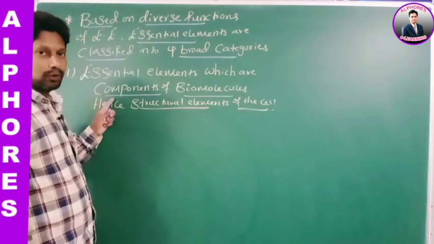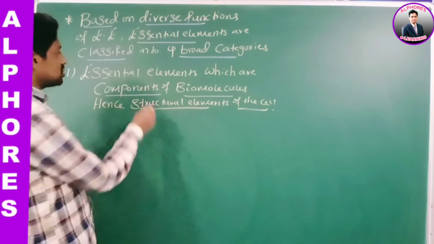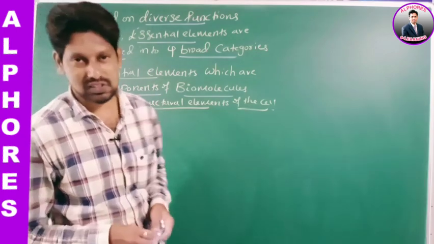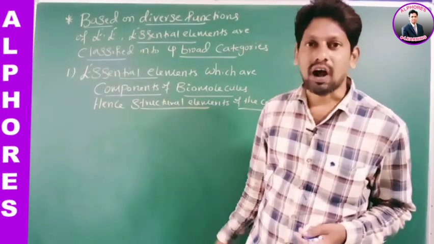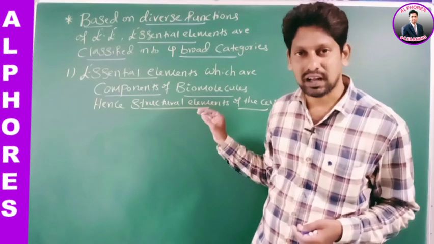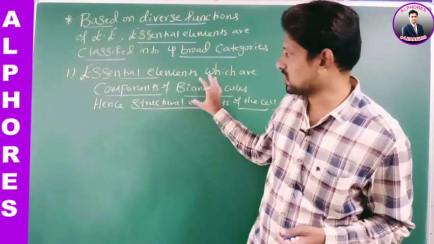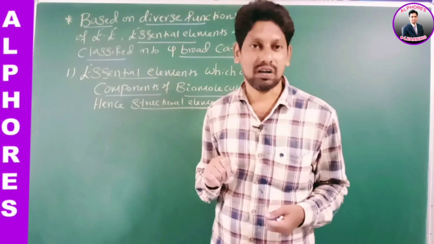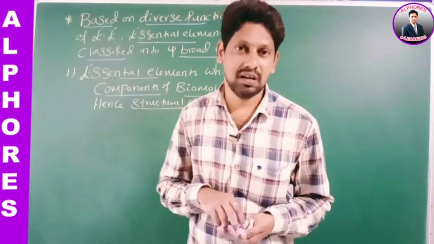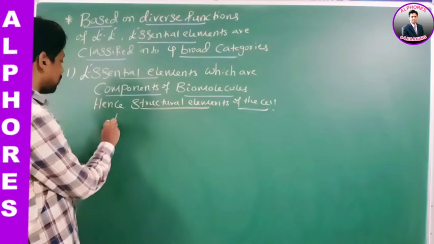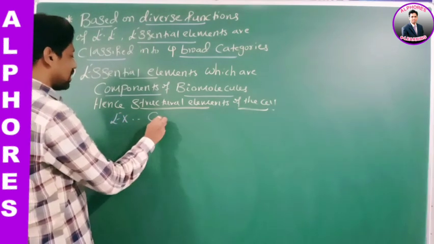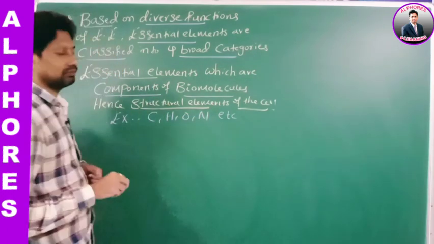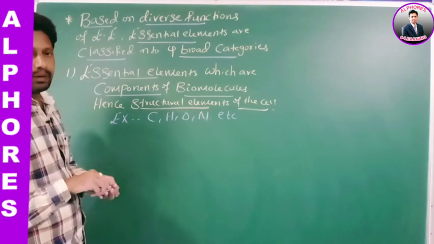Right? Sir, in this group, which essential elements are included? Essential elements which are components of biomolecules, which means structural elements of the cell. For example, carbon, hydrogen, oxygen, nitrogen, etc. Therefore, under this group we can place carbon, hydrogen, oxygen, nitrogen, etc. Is it okay? Right. Now go for number 2.